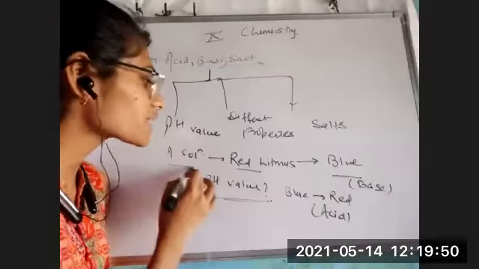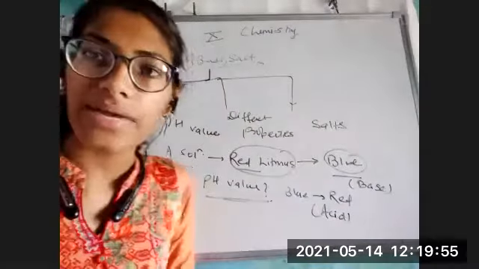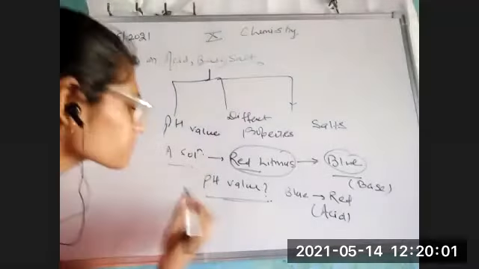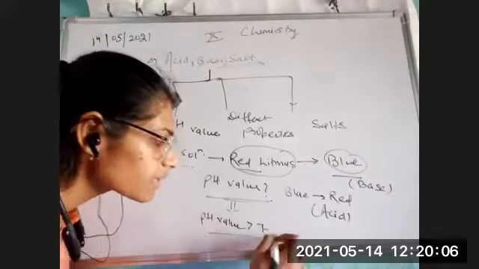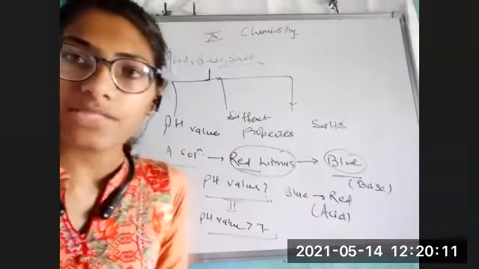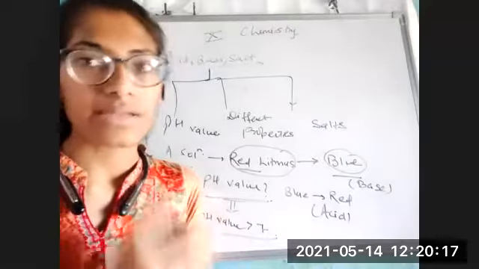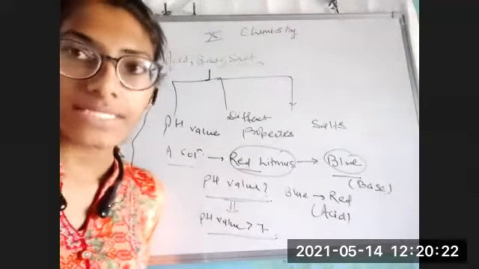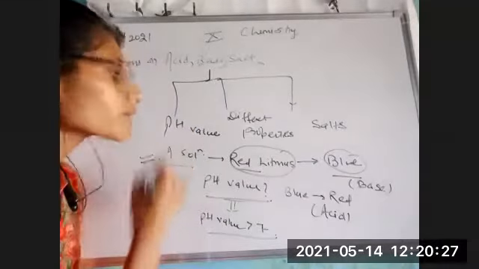So the question says that the red litmus is converting to blue. That means there is the presence of a base. Am I clear? Now, the presence of a base means the pH value must be greater than 7. You know that now very well. In our previous class, we discussed this topic in great detail, that the pH value of acid is less than 7 and the pH value of base is always greater than 7. Now the options given are 1, 4, 5, and 10. So the pH value greater than 7 is 10. So this was our first question.